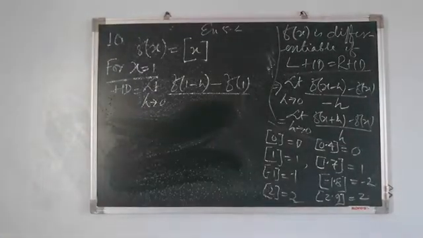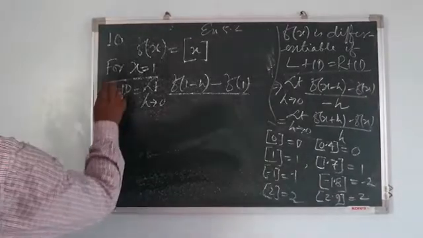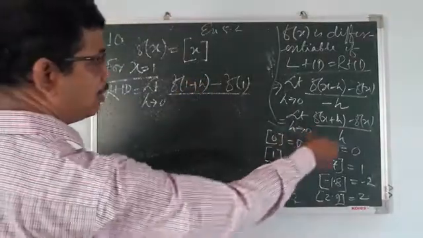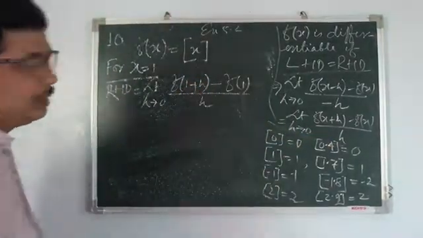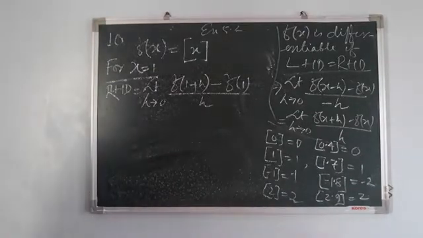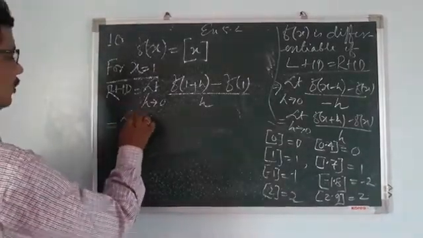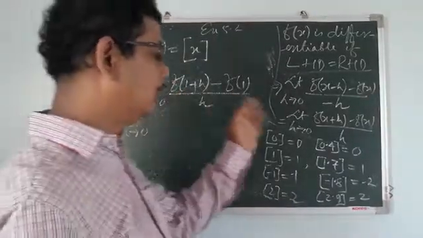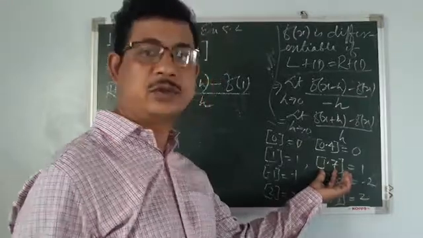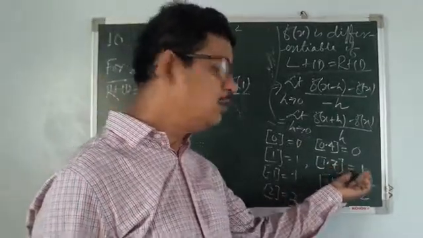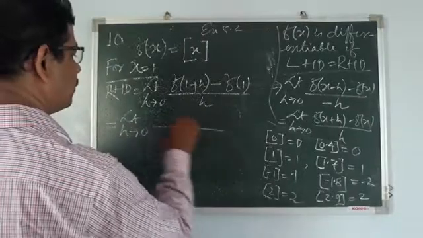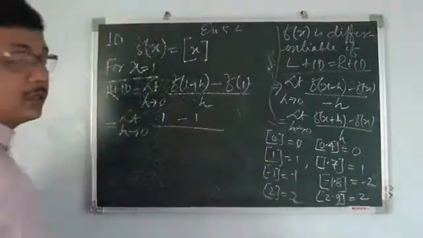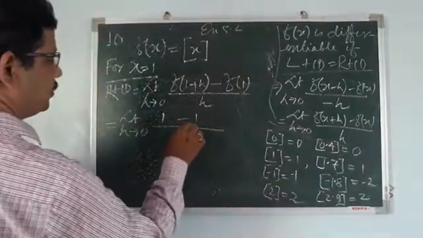Right hand derivative. For the right hand derivative, we have the formula: f(1 plus h) minus f(1), divided by h. So this is our right hand derivative. Then you see, if a very small term is added to 1, it is like 1 point something, so its value is 1. So we will write it as 1. f(1), the integral function of 1, is 1. So 1 minus 1 divided by h.